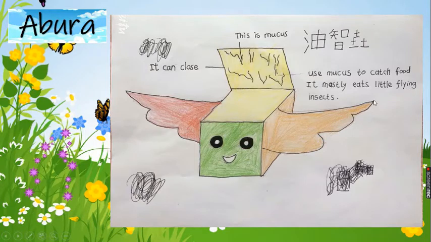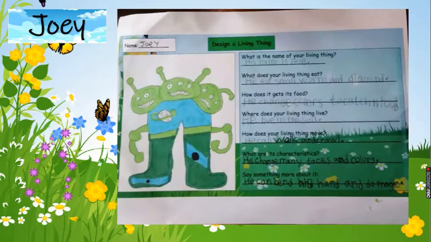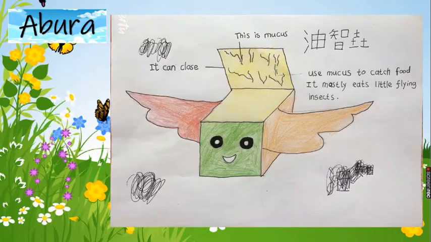Oh, that's why it has wings, so that it can catch flying insects. That is so nice. It uses this part right here that opens and closes to catch insects. I believe this one looks like a Rubik's Cube because Abura loves Rubik's Cube. Good one, Abura. Now let's move on to the next one.